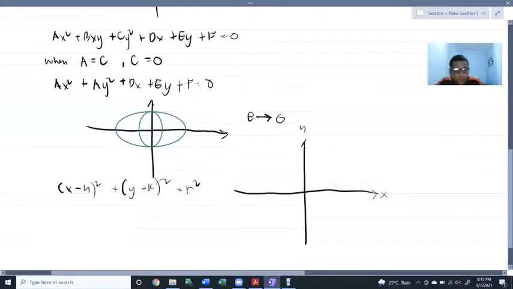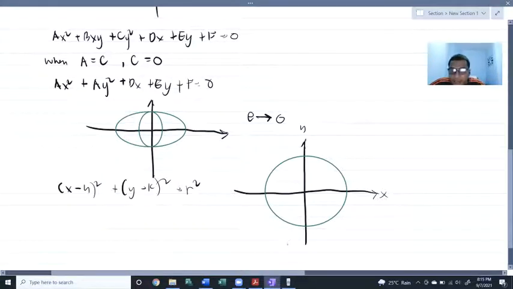X minus y. Suppose we have a circle with the equation x squared plus y squared equals r squared because its center is at the origin. This is just an example.